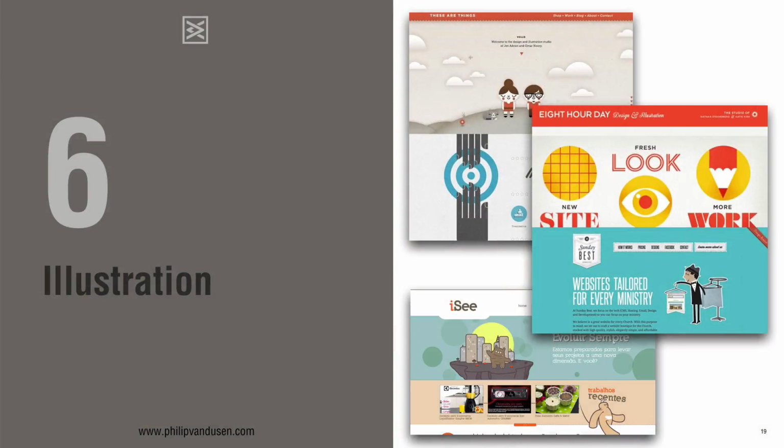Trend number six is illustration. Illustration is a great way to inject a human element into your design. Also, because there are so many thousands of different styles of illustration, if you choose one and stick with it consistently, it can be a great way to recognize and differentiate your brand from others. It's also a great way to explain and illustrate complex problems and to help in navigation. It can be striking and it can be really entertaining.